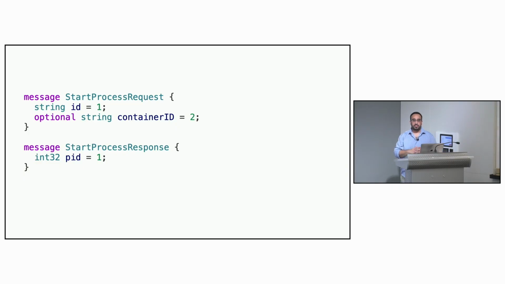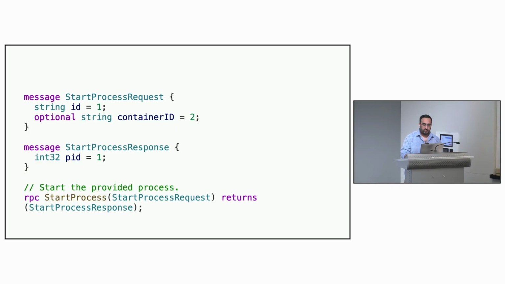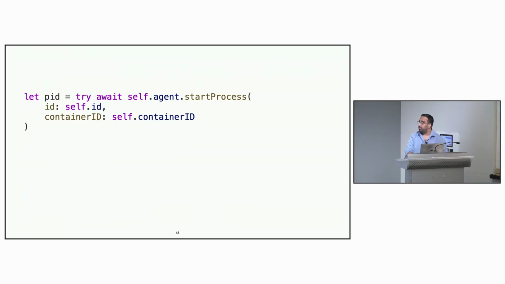The response gives us back the PID of the process once it's been started inside the container. The RPC call simply takes the start process request and returns the start process response we just talked about. To see how this all works in action, let's take a look at some other code. When the container agent vminitd is actually called to start the process, we try await the call.